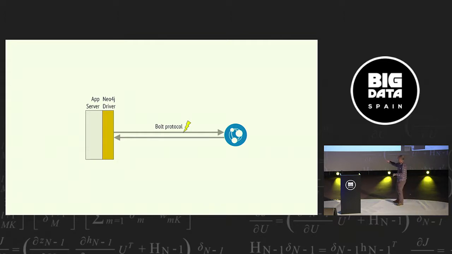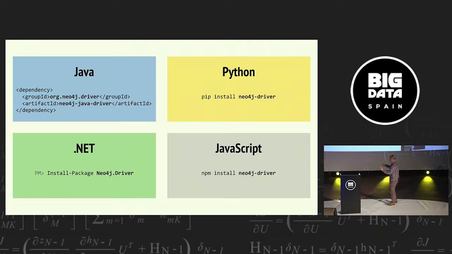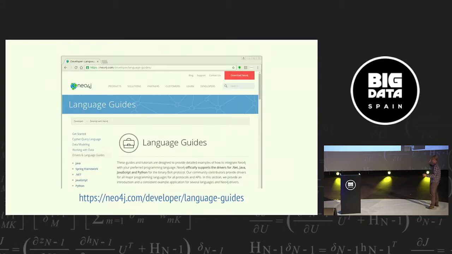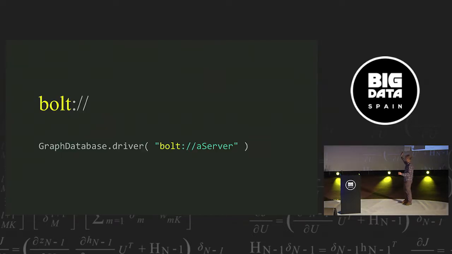But it looks a bit like this. So you've got some app server, and then there's a driver, and the driver talks something called the Bolt protocol to Neo4j. Now, if we dig down a bit further, if you want to install some of these drivers, it's easy peasy to do it in your language. They're well supported. You don't need to worry so much about that. It's as easy as installing a JDBC driver. Plenty of guides on our website about how to do it.